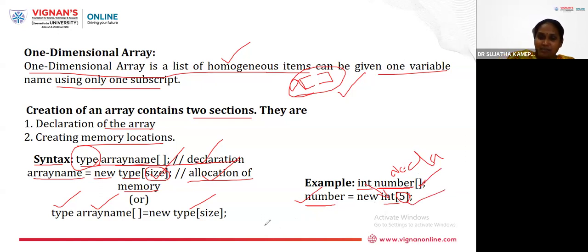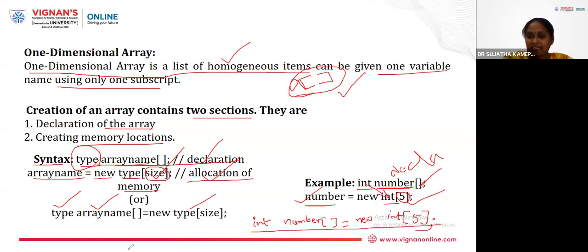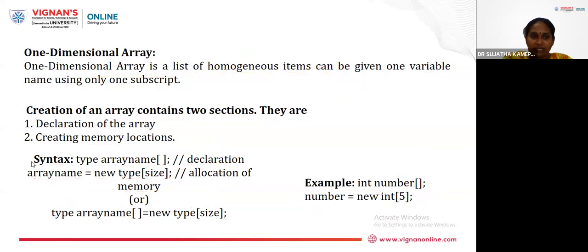Both of these can be combined in a single line. How to write it in a single line? int number = new int[5]. Like this, I can write it in a single line. So this is about the declaration of arrays.